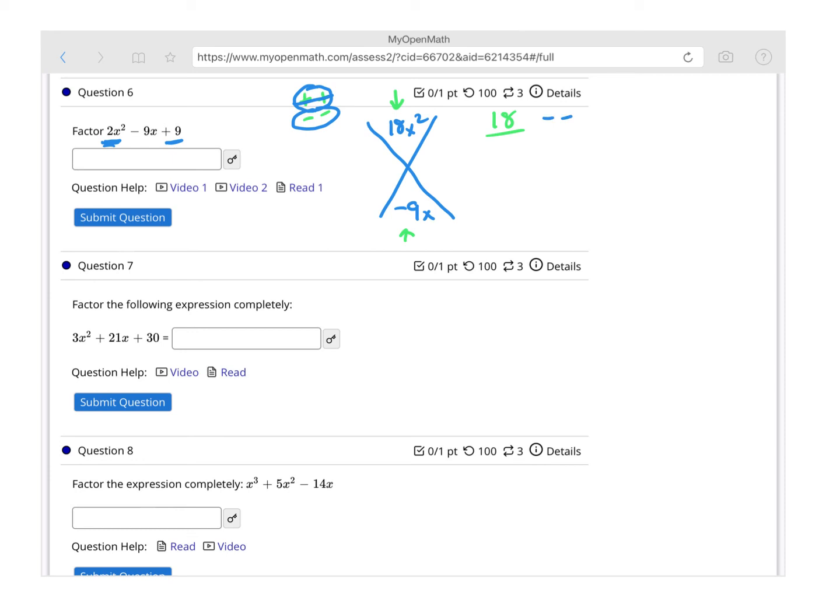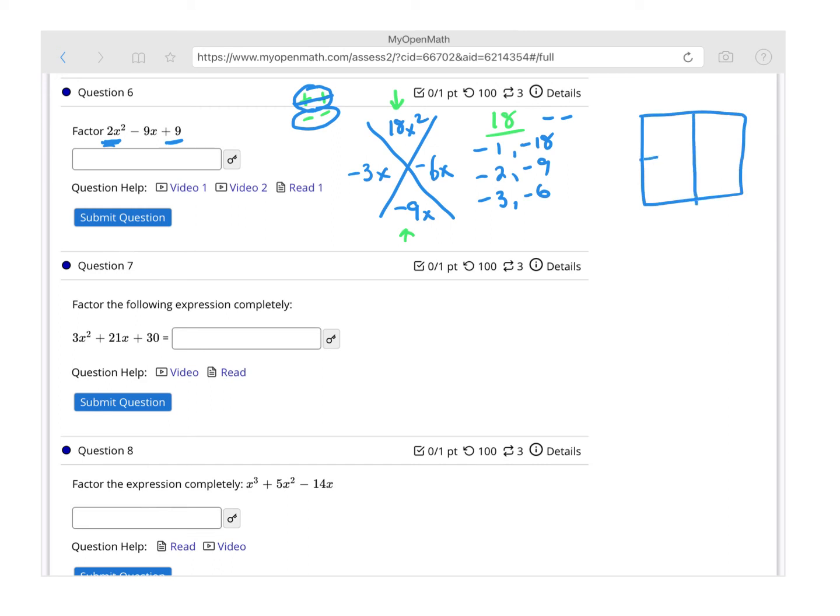So that'll make it a little bit easier when I'm looking at what are my possible answers here. So I'm going to go ahead and do a negative 1 and a negative 18. That doesn't work. I'm going to do a negative 2 and a negative 9. That doesn't work because they don't add up to negative 9. Then I'm going to do a negative 3 and a negative 6. Well, negative 3 and negative 6 add up to negative 9, so I have a negative 3x and a negative 6x. So now I'm going to have to go back and do my box.